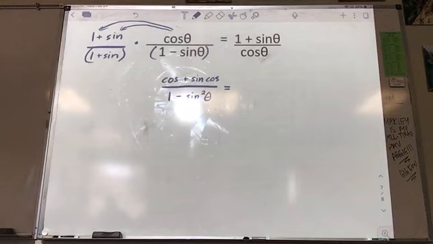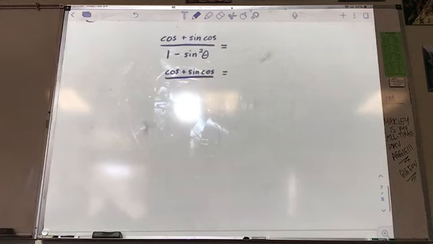Okay, what about the bottom? The bottom should be something that should immediately tell us to look somewhere on our paper. On the bottom, we have sine squared with a 1. What can we change that to? That turns to a cosine squared. So I have cosine plus sine cosine over, equals cosine squared.